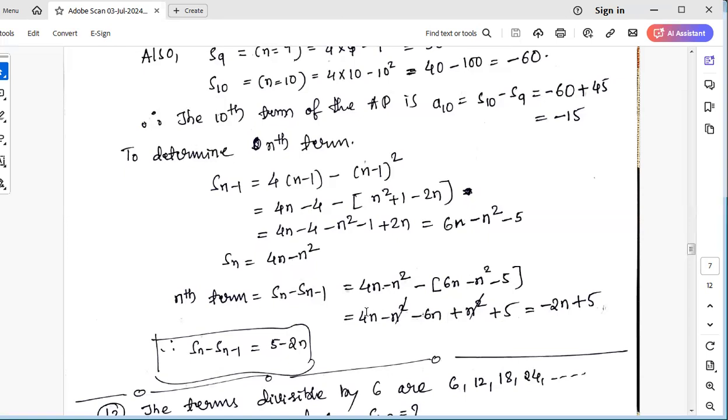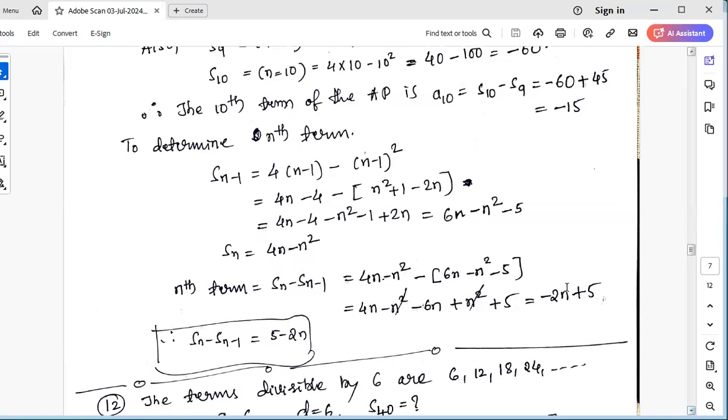So here 4n is there and minus 6n is there. That gives minus 2n plus 5. So I will write this as 5 minus 2n. So this is the value of the nth term of this problem. So that is equal to Sn minus Sn minus 1. So this is the nth term. So the problem is solved.